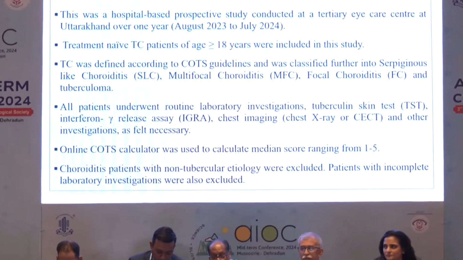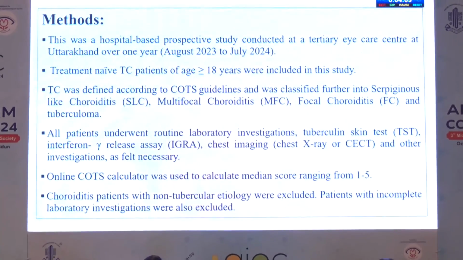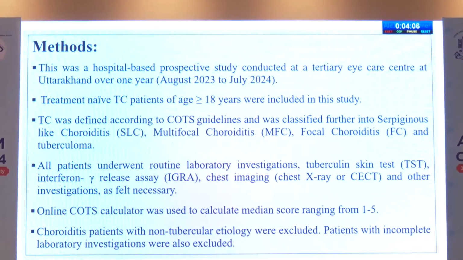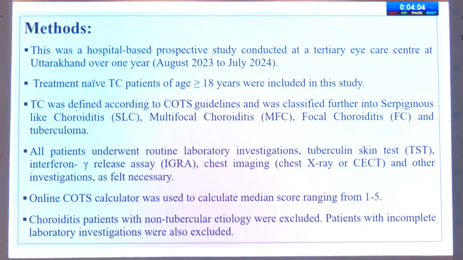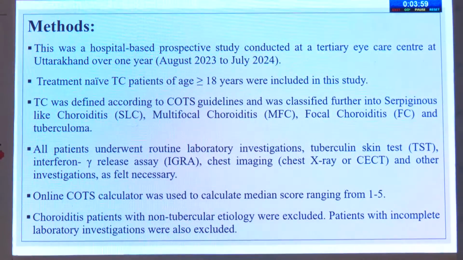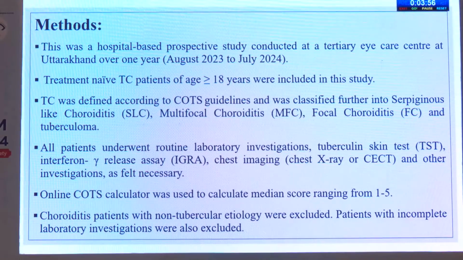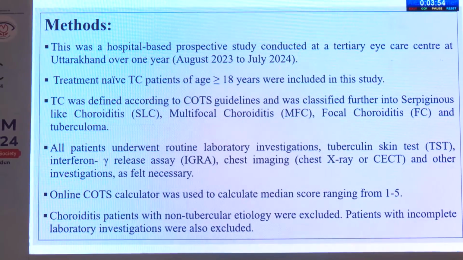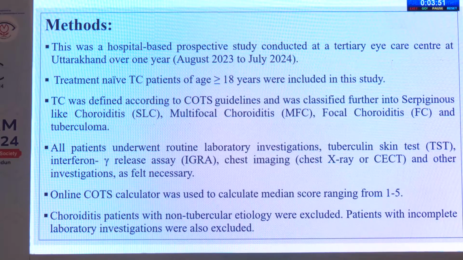The method in this was a hospital-based prospective study conducted at a tertiary care center at Uttarakhand over 1 year, from August 2023 to July 2024. Treatment-naive tubercular choroiditis patients of age greater than or equal to 18 years were included in the study. The tubercular choroiditis were defined according to COTS guidelines, Collaborative Ocular Tuberculosis Study, and was classified further into serpiginous-like choroiditis SLC, multifocal choroiditis MFC, focal choroiditis FC, and tuberculoma.